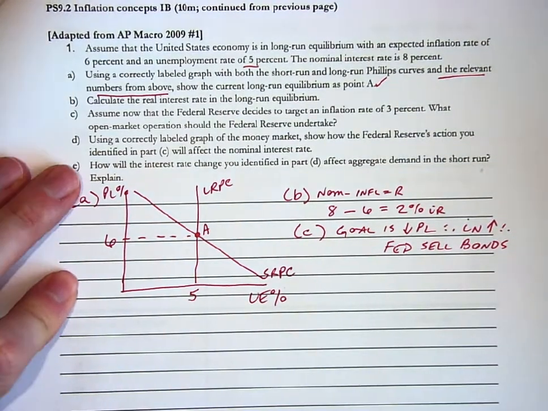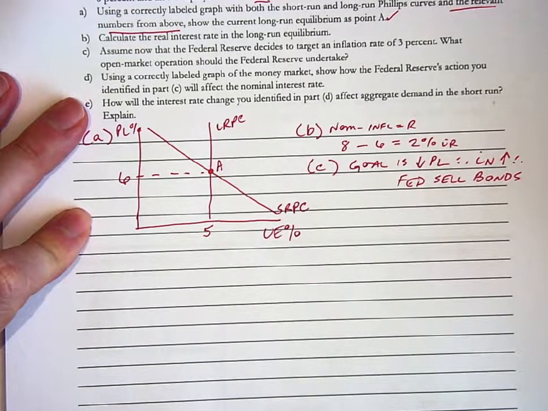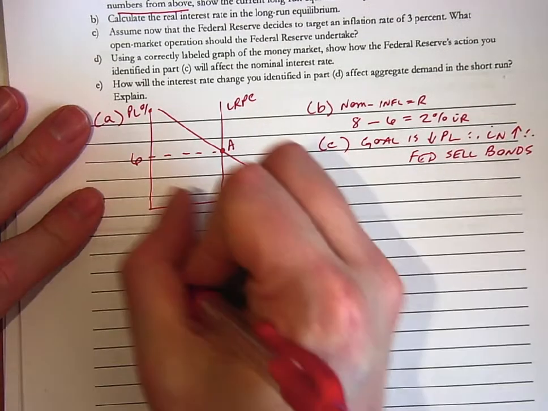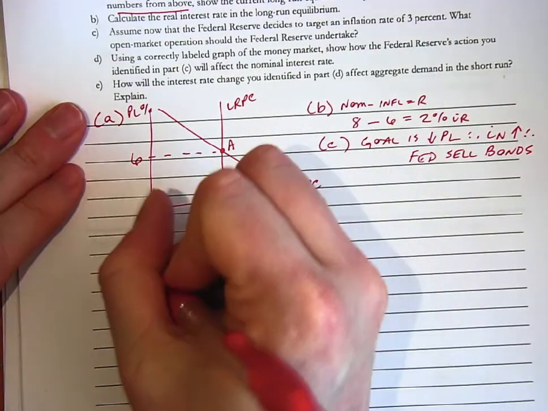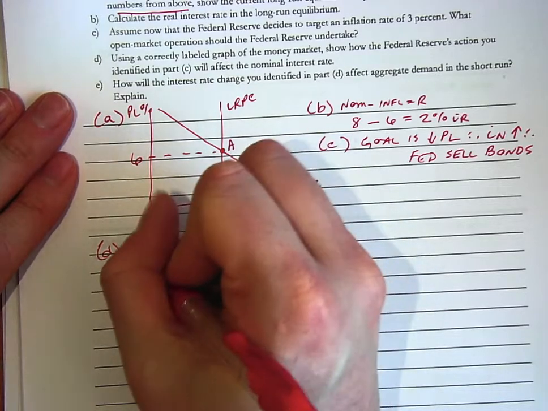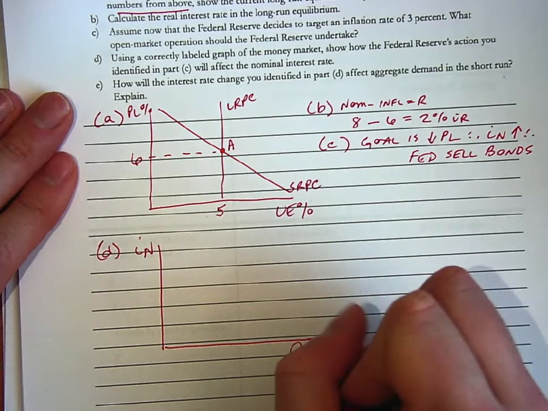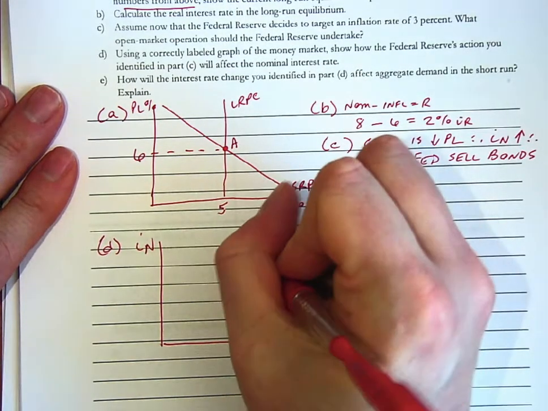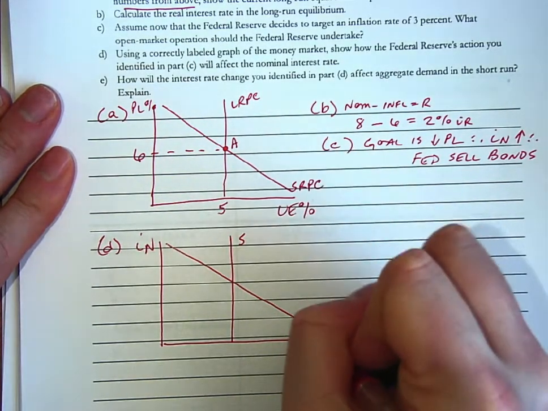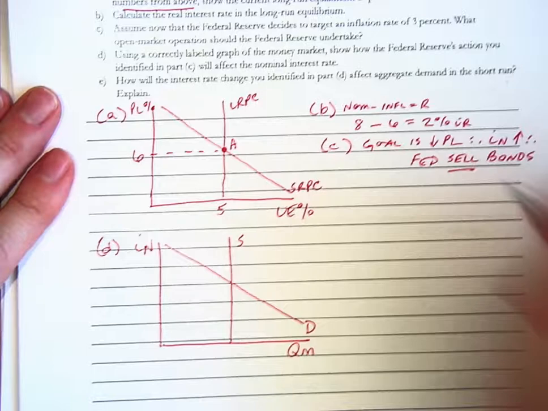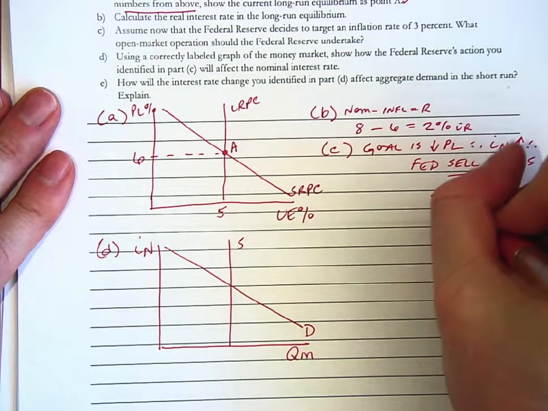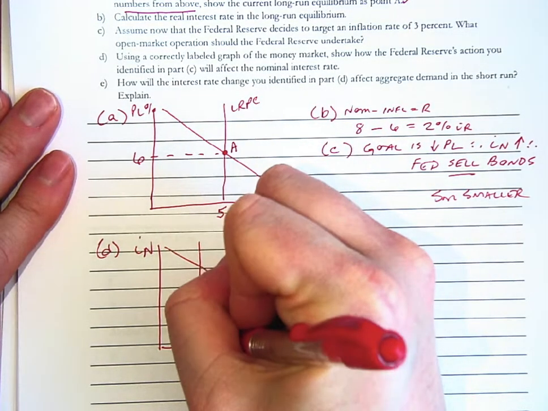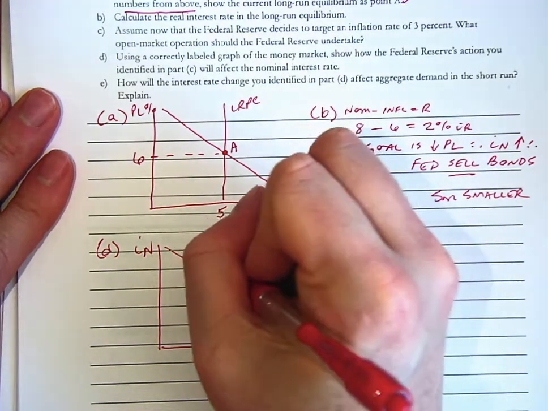Now we're going to do part D. Using a correctly labeled graph of the money market, show how the Fed's action will affect the nominal interest rate. Okay, so up here we have i sub n and QM, and this is the money market. We have a vertical supply curve and a downward sloping demand. When they sell bonds, the money supply gets smaller, so we shift it to the left because that's a decrease.